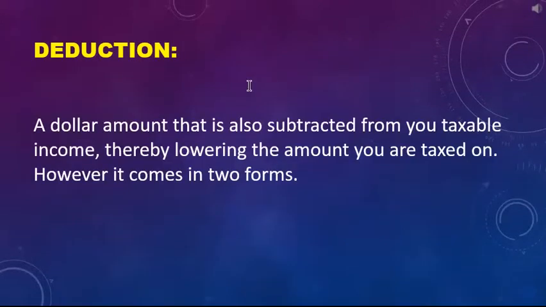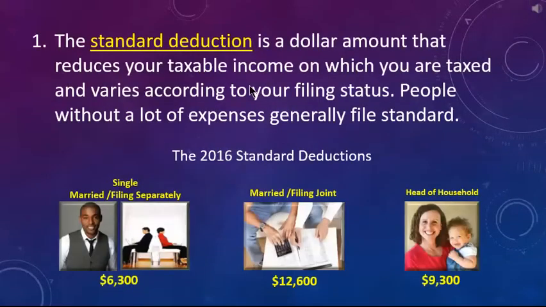Now, let's talk about deductions. A deduction is a dollar amount that is also subtracted from your taxable income, thereby lowering the amount you're taxed on. However, it comes in 2 forms. You've got your standard deduction, and this is a dollar amount that reduces your taxable income on which you're taxed and varies according to your filing status.